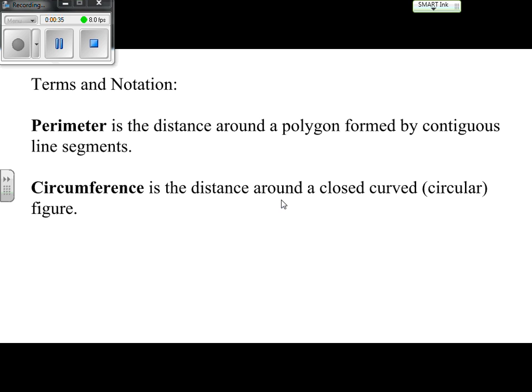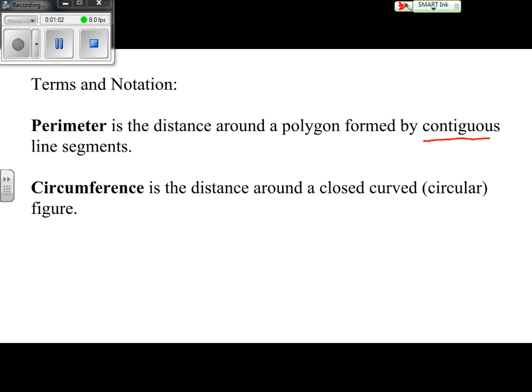Let's start with perimeter. What is perimeter? It's the distance around a polygon formed by contiguous line segments. So what do I mean by this word contiguous? Contiguous means connected. Like when we talk about the United States of America, we talk about the 48 contiguous states. Now there's 50 states, but Alaska and Hawaii are not connected to the other 48 states, but we have 48 of them that touch each other or are connected.